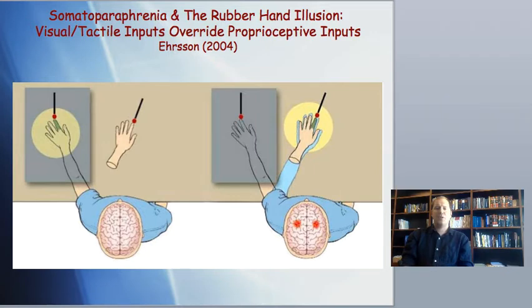You'll see here in this picture a subject on the left who's a normal subject. We're looking down from above at their brain, and on the right a subject where there's 2 red dots in the brain suggesting lesions or injuries in parts of the brain where somatoparaphrenia occurs.